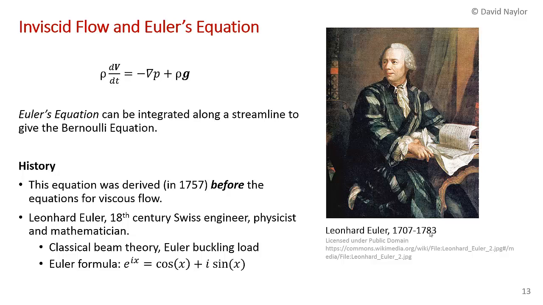Now, when we studied Bernoulli's equation, we actually considered a fluid element and did F equals ma, Newton's second law, along a streamline. An alternate way to derive Bernoulli's equation is to integrate Euler's equation along a streamline, and you end up with the same result, the famous Bernoulli's equation.